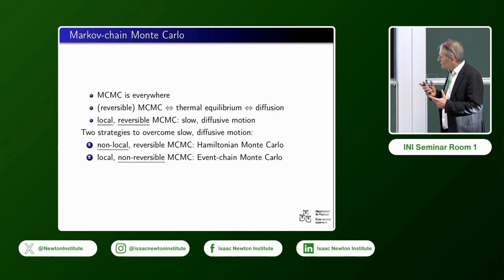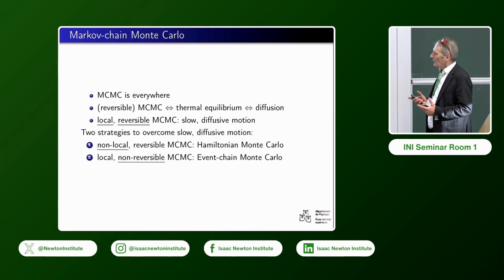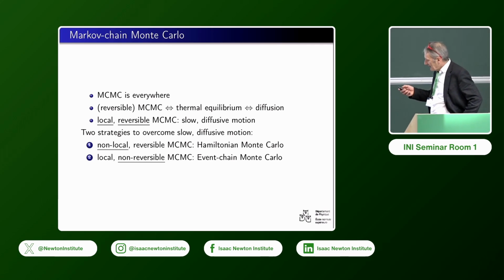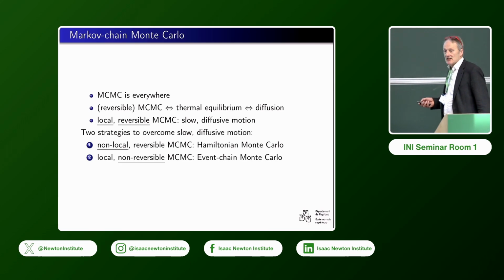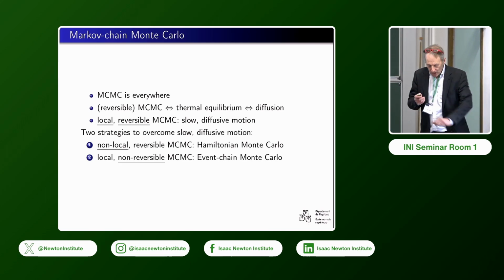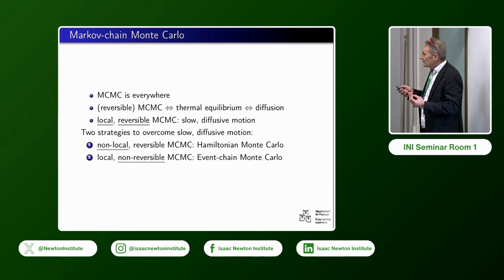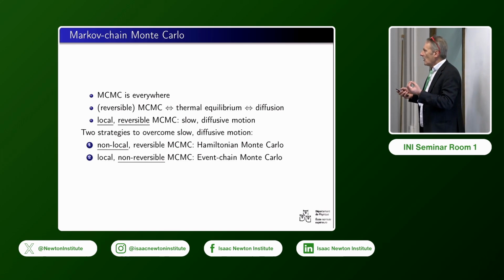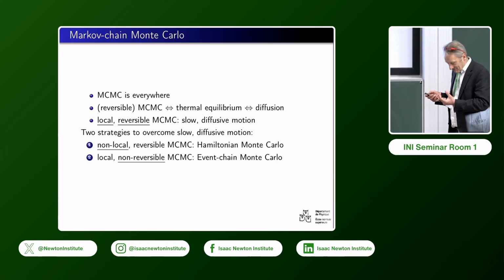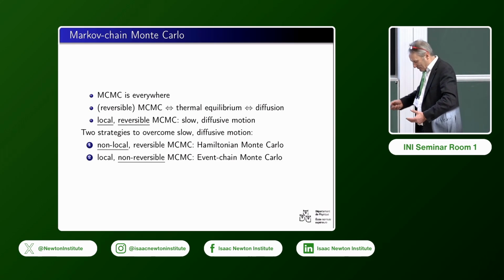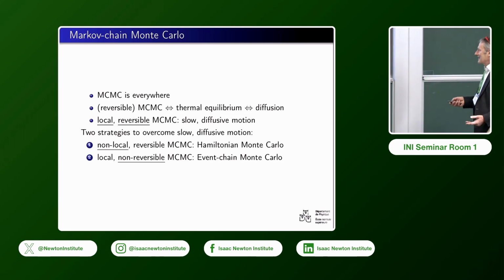So there are essentially two strategies to overcome slow diffusive motions, one of them being a non-local reversible Markov chain. And I'll treat here the case of Hamiltonian Monte Carlo. And the other one is to have a local but non-reversible Markov chain. And the example I treat here is the case of event chain Monte Carlo. So what I want to do is go through an example of just a model system and discuss it in as much breadth and depth as I can.